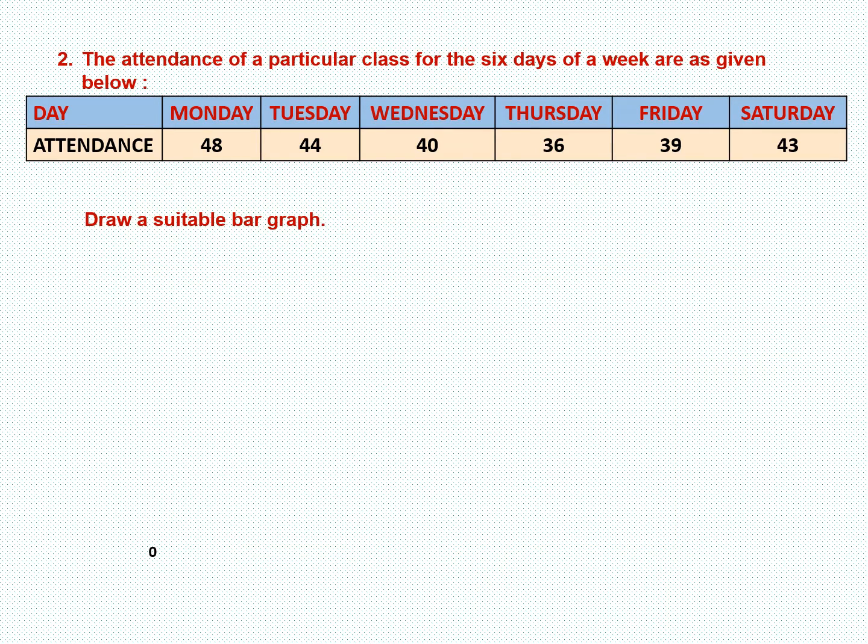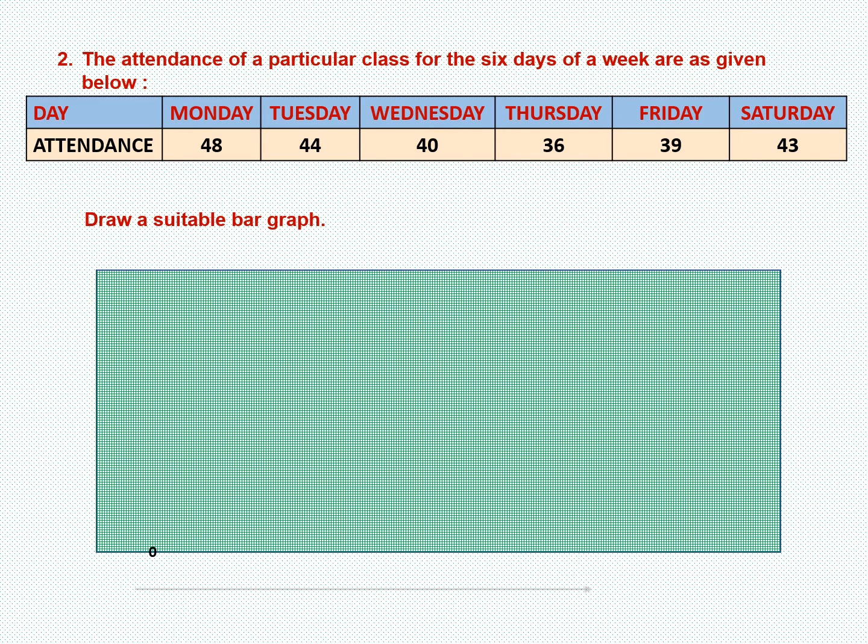Question 2. The attendance of a particular class for the 6 days of a week are as given. So the table is given to us. Now we need to draw a suitable bar graph. First thing is take your graph sheet, draw the x-axis, write x there. It's your x-axis, the horizontal line, and then you have your y-axis, which is the vertical line.